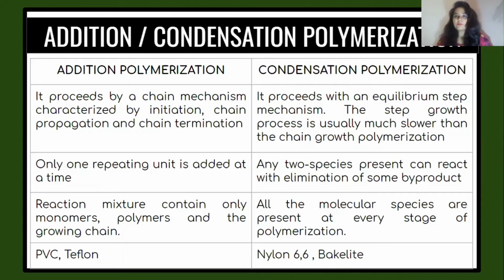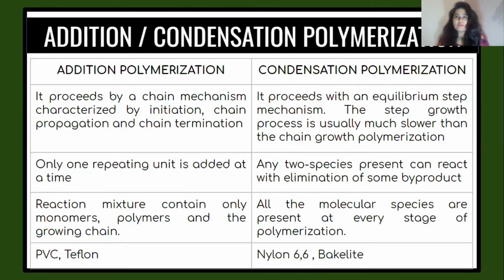While on the contrary, if I talk about condensation polymerization, it will have an equilibrium step mechanism. Means what? It is comparatively slower. Why slower? Because in the case of addition polymerization, generally we take into consideration the same type of monomer units, while in the case of condensation polymerization, two different monomer units are going to combine with one another. So the moment two different monomer units combine, it will be a slower technique.